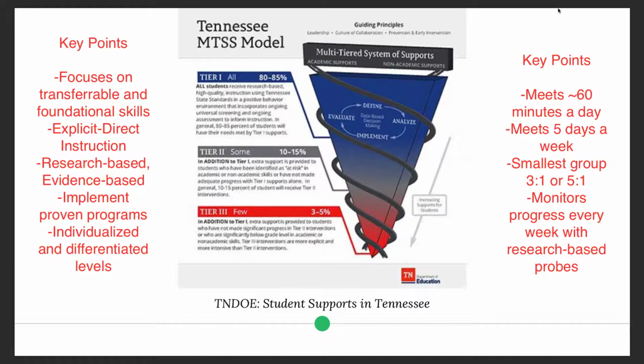So these usually are 1 to 3 or 1 to 5, depending on your state and then depending on your grade level. In the high school, there's often more students allowed within the RTI room. As you get to the lower grades, fewer students are in the room. Then, progress monitoring should happen every week.